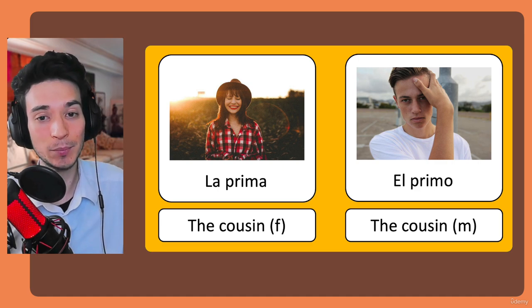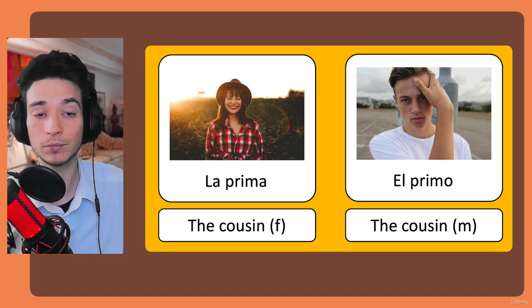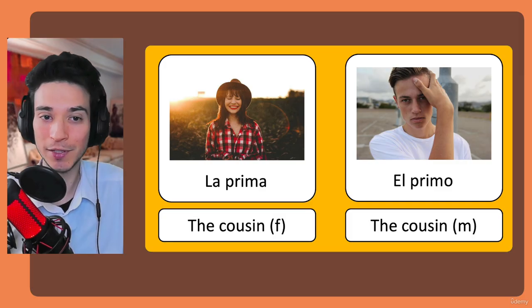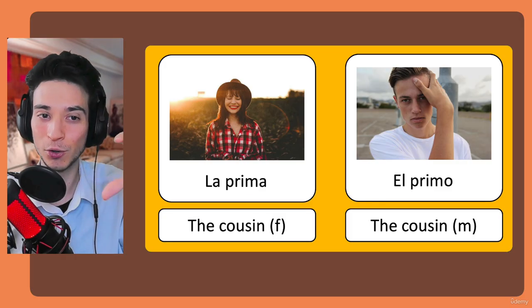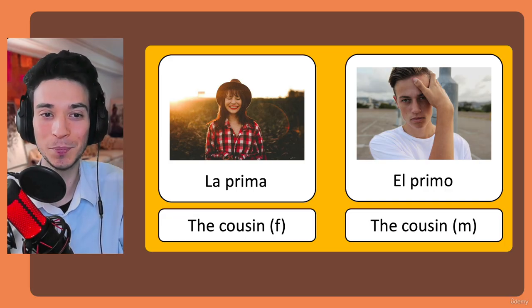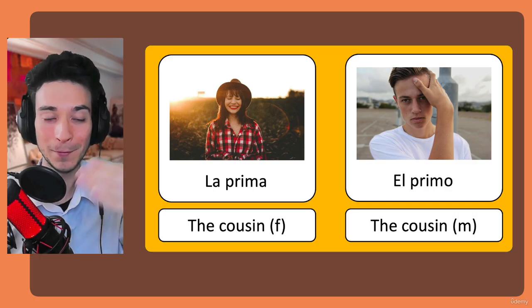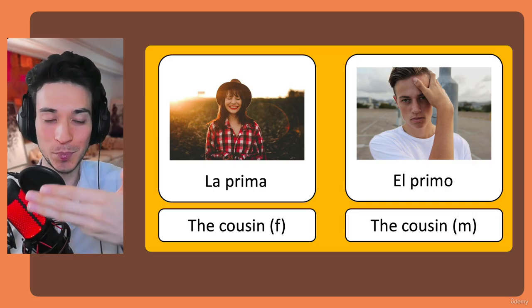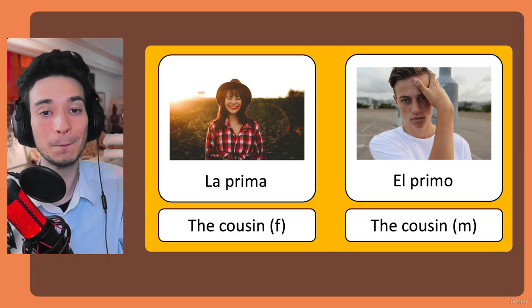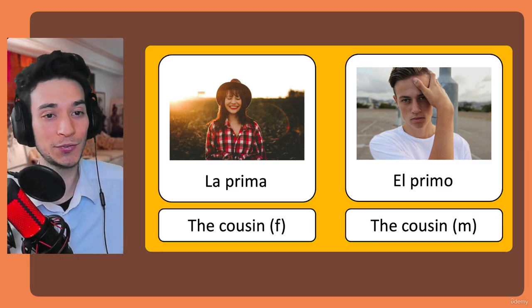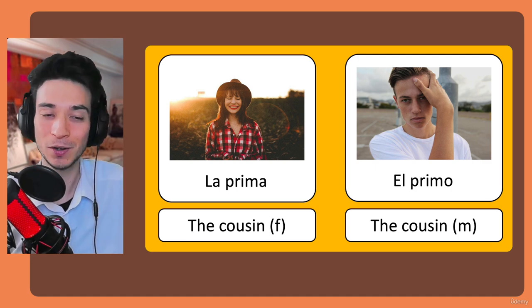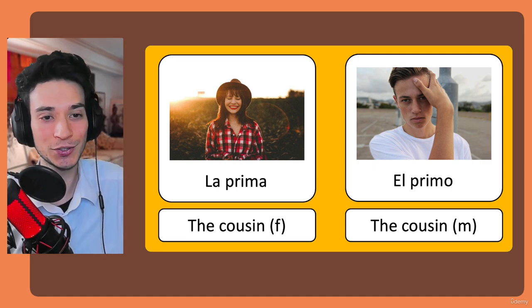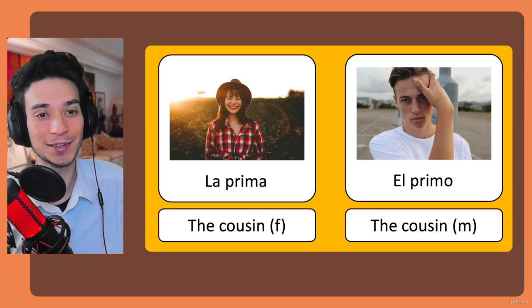And the next one we have is la prima, which is the cousin, but female. And el primo, the cousin, but masculine. This is something that we have in Spanish, because in Spanish you have to specify the gender. So if you're gonna meet with your female cousin, you have to say that she's female. There's no other way, prima. And if you're meeting with a male cousin, you have to say that he's male, primo. In English, you will just say my cousin, and you don't know if it's female or male. But in Spanish, you specify the gender. So we get a little bit more information in Spanish than in English, but some people don't really like that.